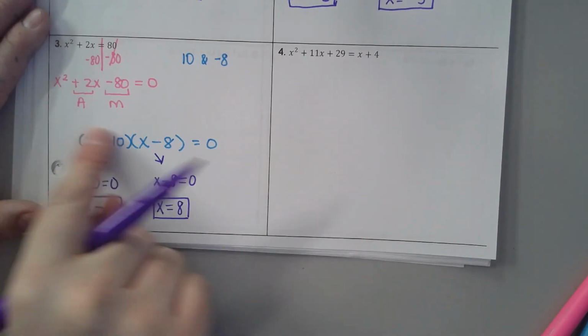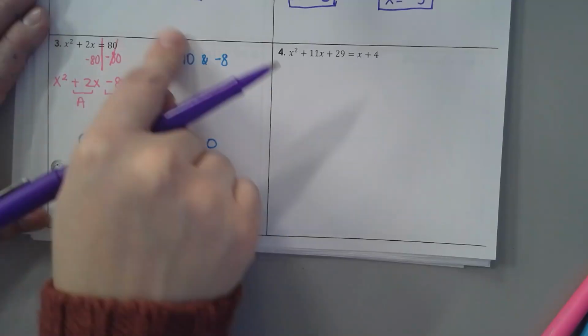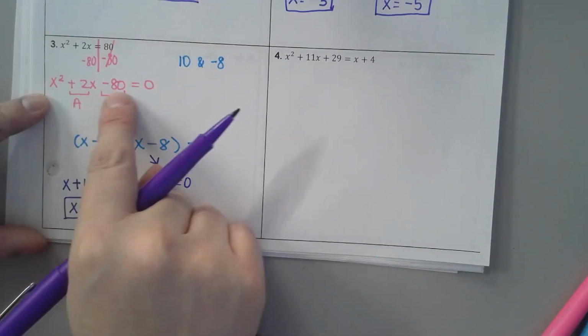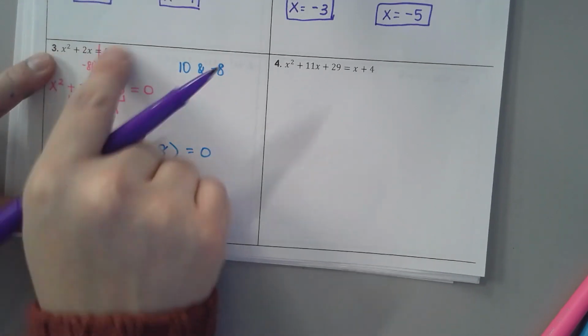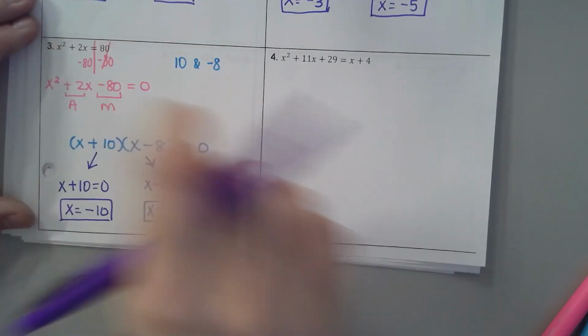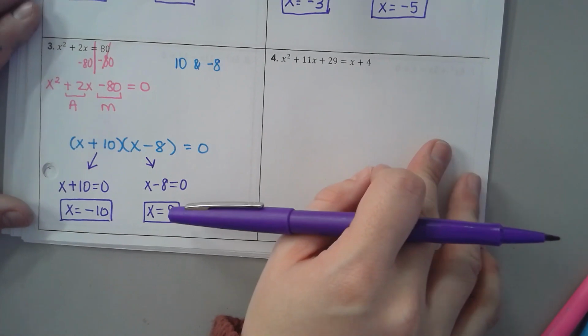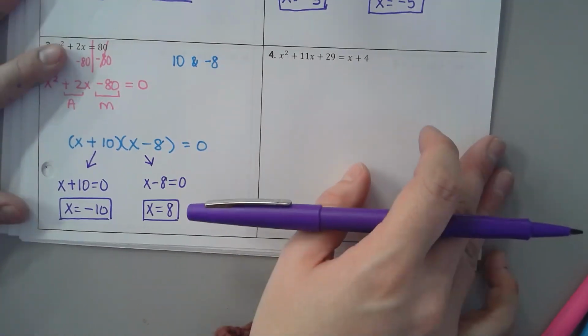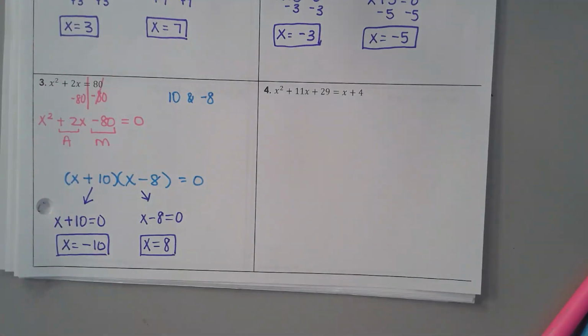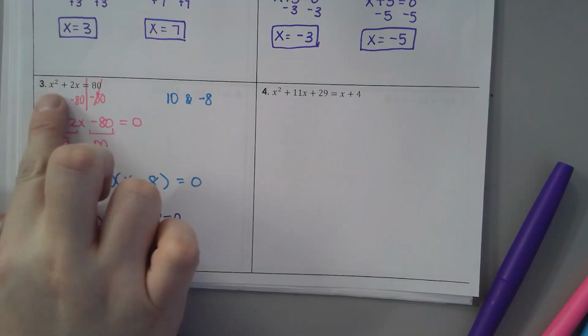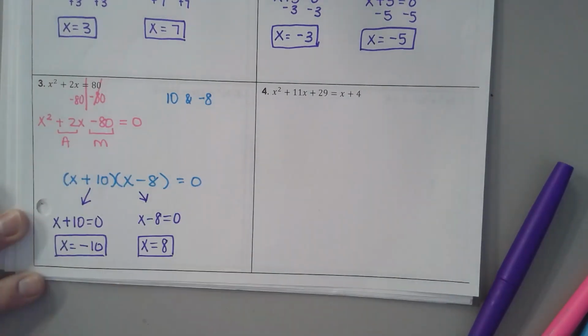If you wanted to type this in on your y equals to check it, you have to type in the version that's set equal to 0. You can't type in the original. So anytime you type one into your y equals, it has to be set equal to 0 first. When you're putting it in the calculator, do you have to set it to 0? No. It'll be like y equals, and then you just type in that.